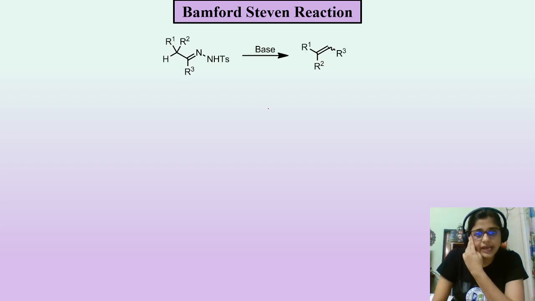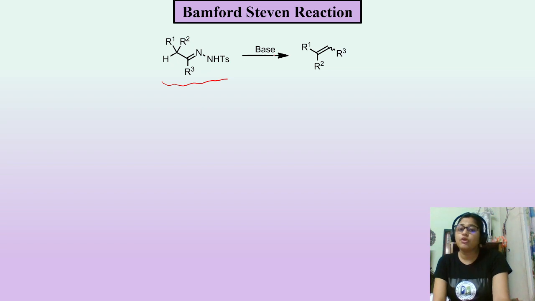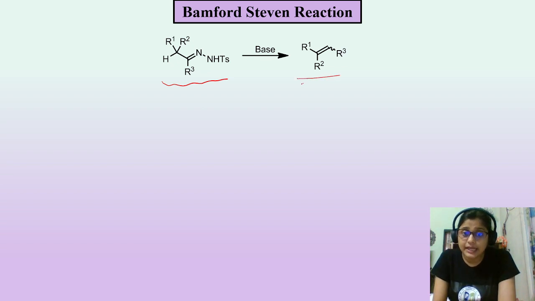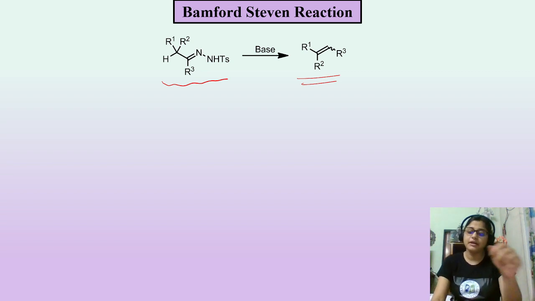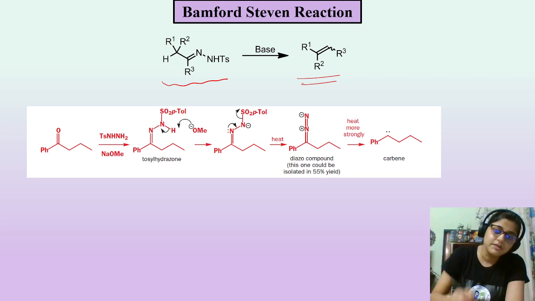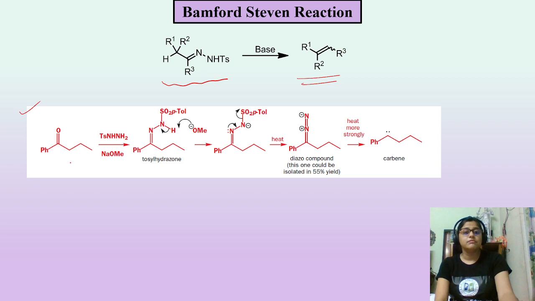So what is happening here? Here, if this kind of hydrazone is present, and in the presence of base, it will form alkene. So the Bamford-Stevens reaction is from hydrazone in the presence of base, and this kind of alkene will form. So in the question itself, you should have a hydrazone and basic medium. Clear? So now coming to this one. You have seen this previously in the preparation of carbene, in my previous lecture.